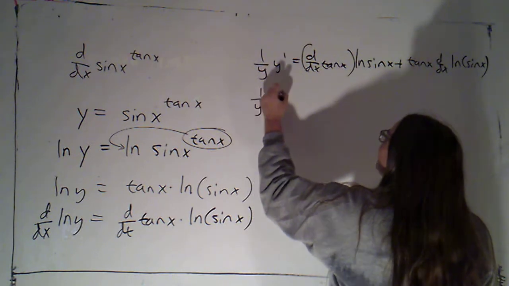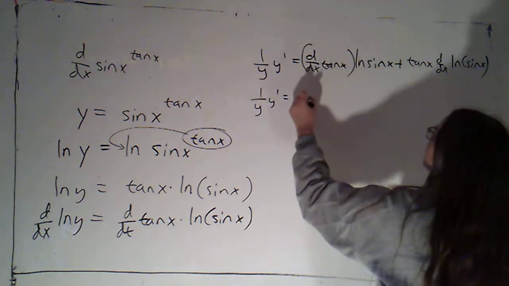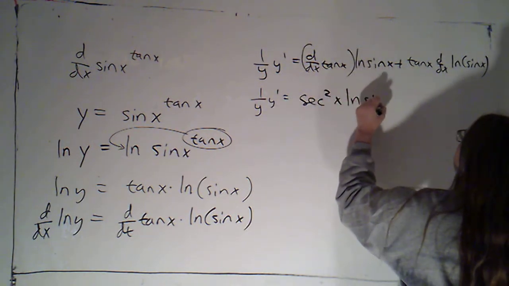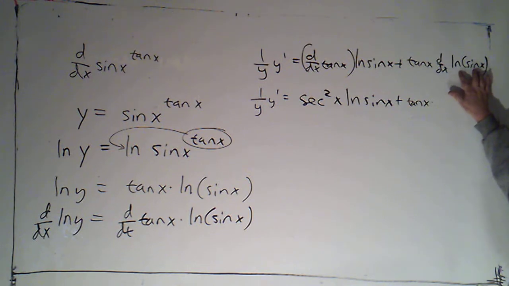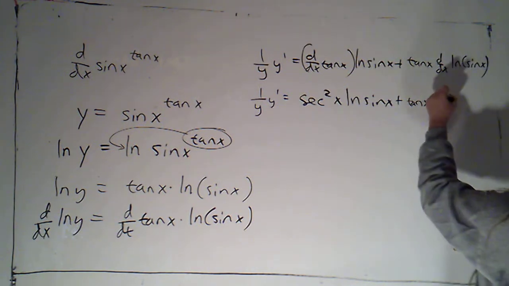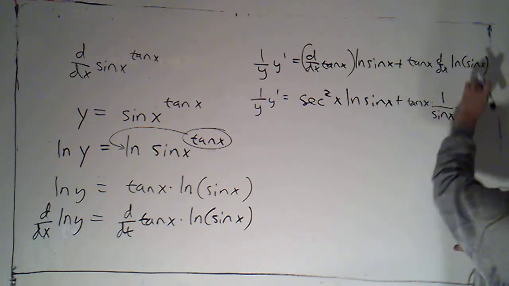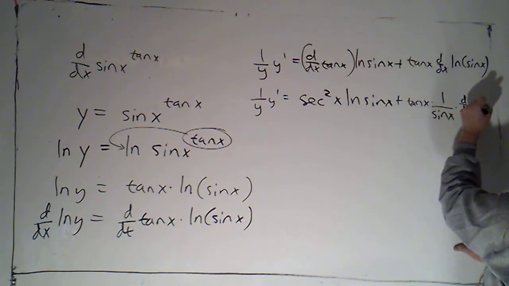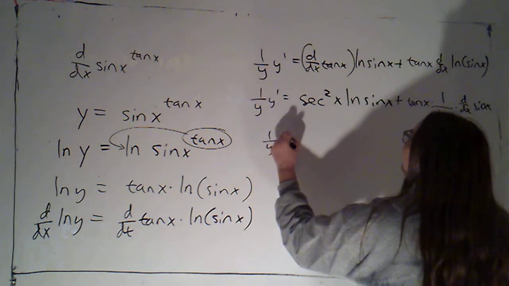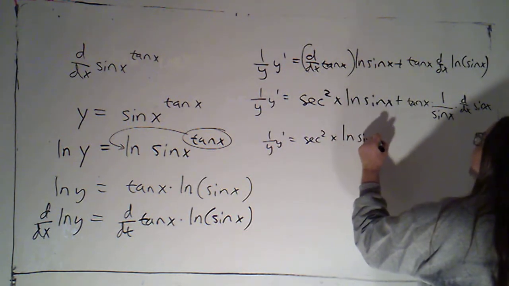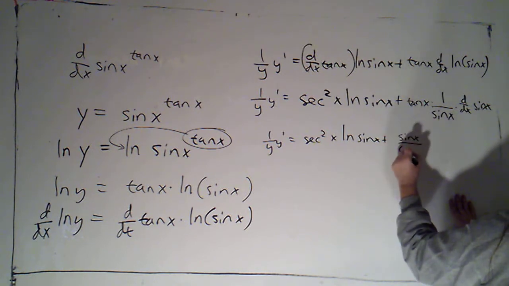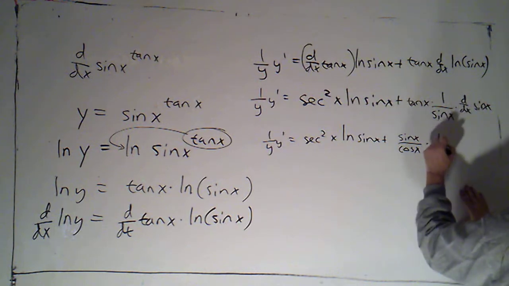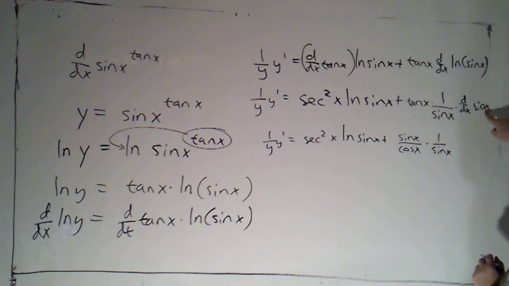So 1 over y, y prime is equal to the derivative of tangent is secant squared, and then times the natural log of sine x, plus tangent of x times, this is a function composition. The derivative of the log function is the reciprocal function, so we'll get 1 over sine x, and then times the derivative of sine x. So 1 over y, y prime is secant squared x, natural log of sine x, plus tangent of x, which I think I'm going to just write as sine x over cosine x, times 1 over sine x, times the derivative of sine x, which is cosine of x.